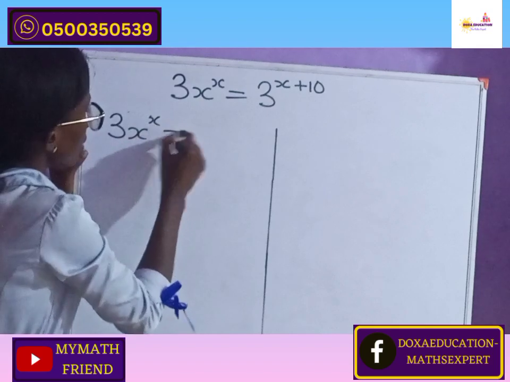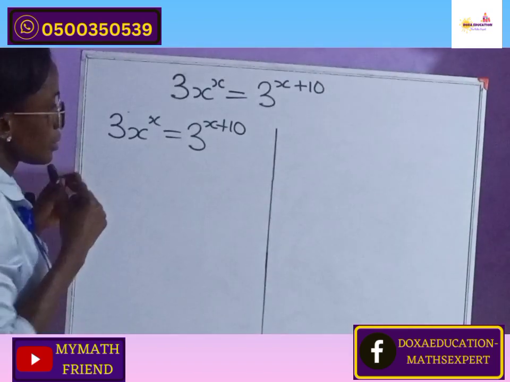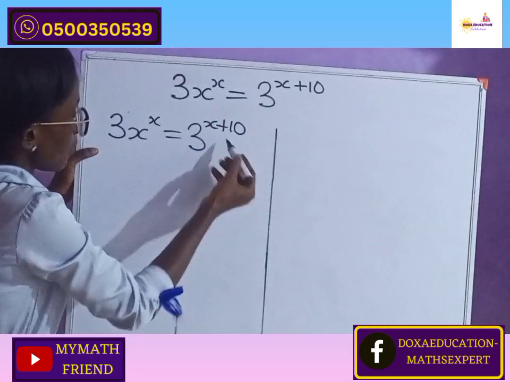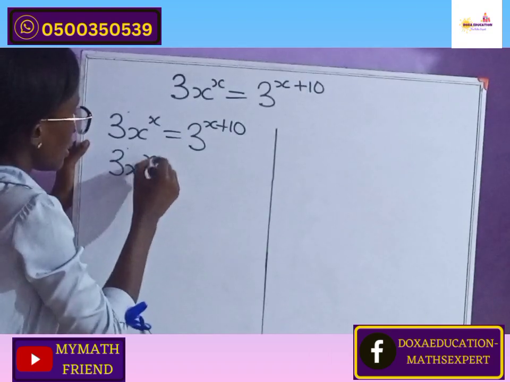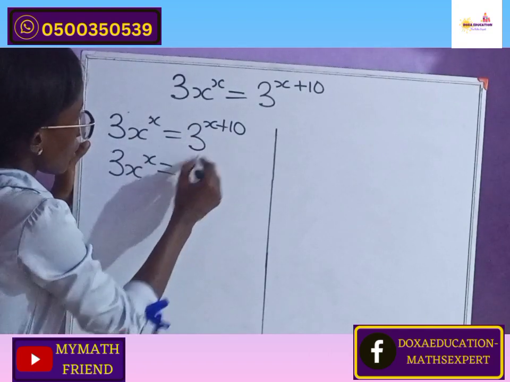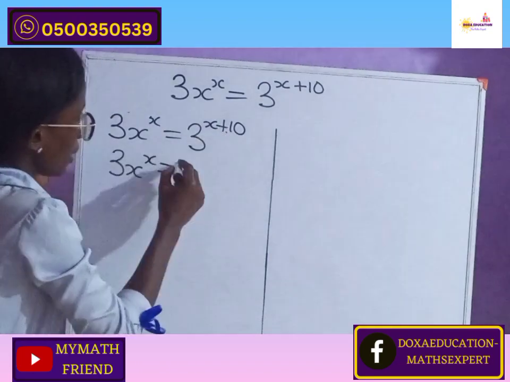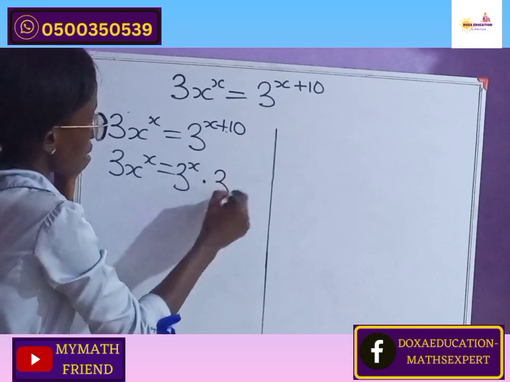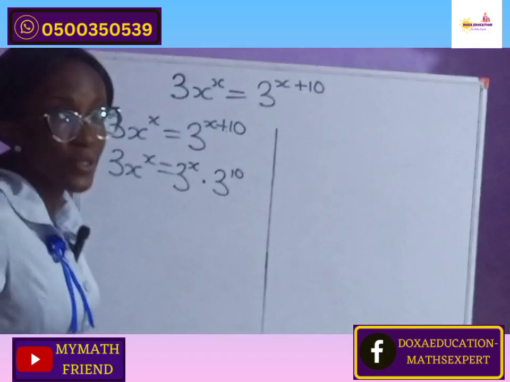3x exponent x equals 3 exponent x plus 10. Now, you could see that this one can be further expanded. So we have 3x exponent x equals, now this means that, because of the plus, multiplication was applied. So we have 3 exponent x times 3 exponent 10. Because the bases are the same, the powers were added. Very good. You see that?